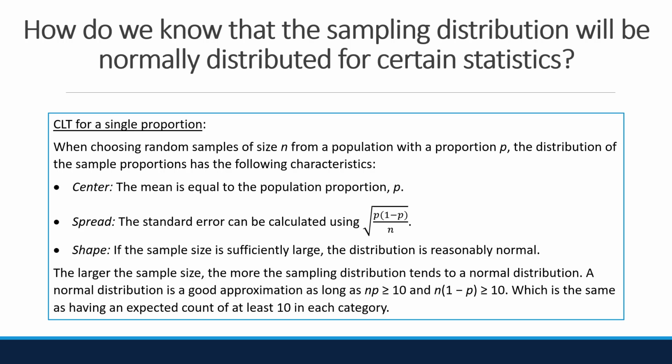First, we have the central limit theorem for a single proportion. Notice here we have that the mean is equal to the population proportion p. We have the formula for the standard error, and we know that the shape of the sampling distribution, if the sample size is sufficiently large, will be reasonably normal. In order for this to hold true, we need the following sample size requirement. We need n times p to be greater than or equal to 10, and n times 1 minus p to be greater than or equal to 10.